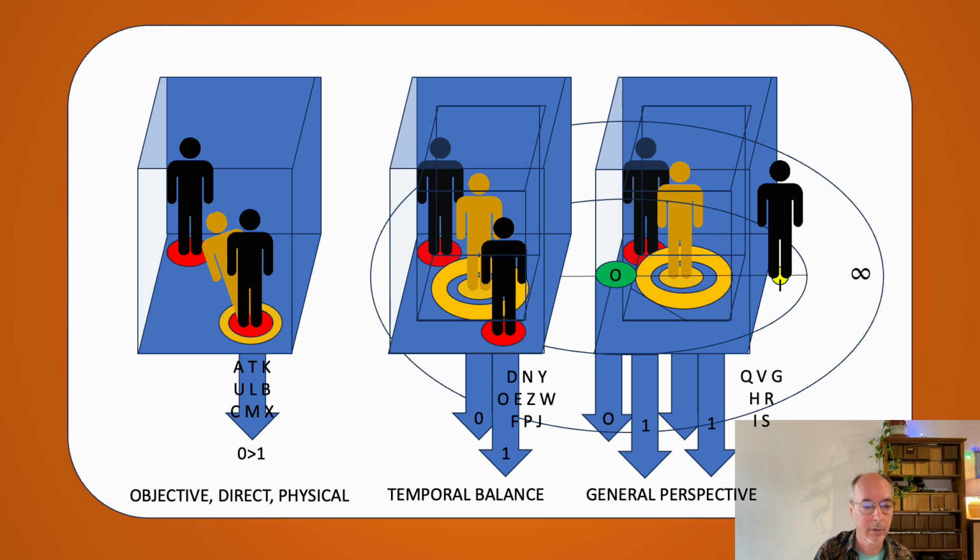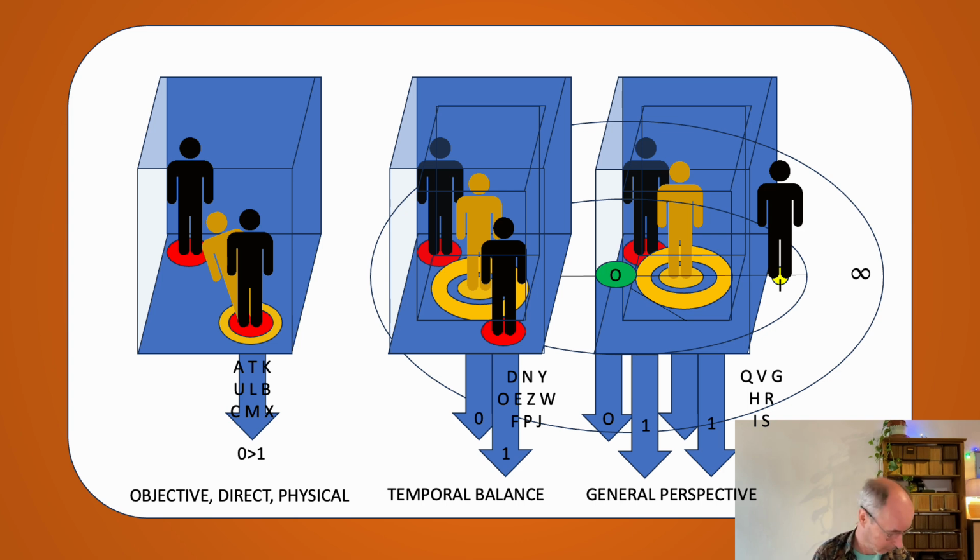So once more, I will explain the three categories of letters, three regions. The first region is very objective, direct and physical, because it's defining its position of one. The second region, with all the letters that you can see there, is about temporal balance. They're all used to go to that focus, and the last couple of letters will bring you back to a general perspective that you can use everywhere.